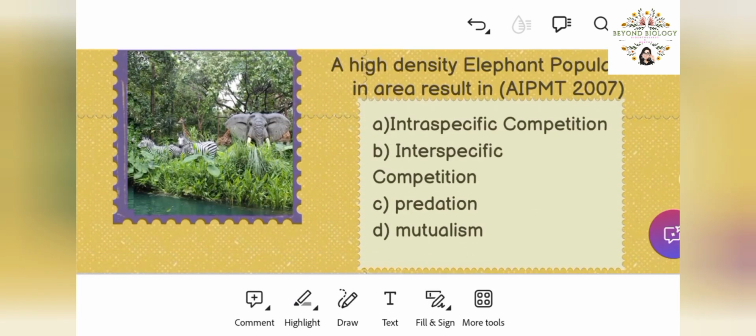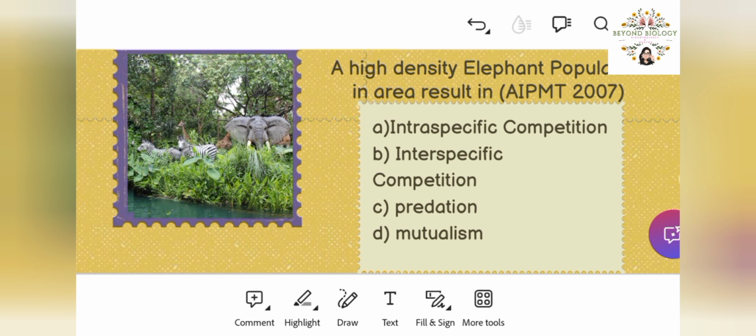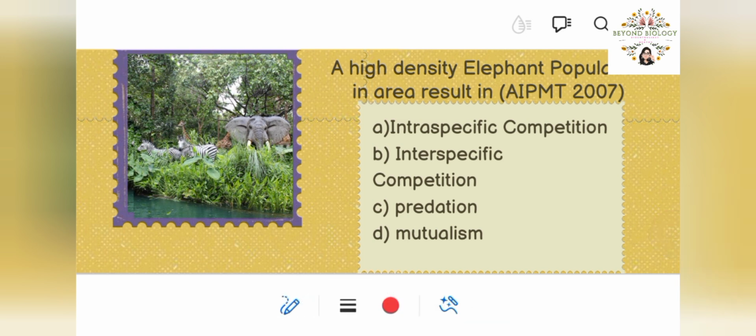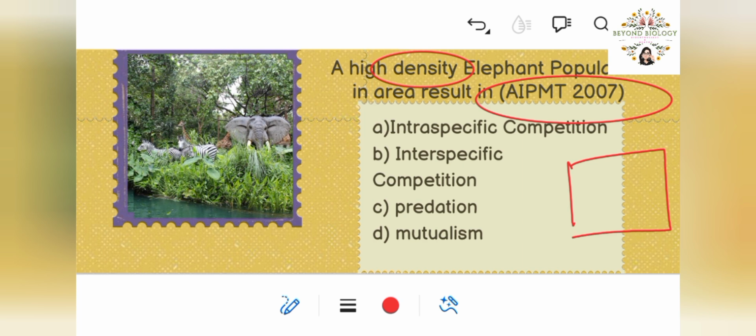Now the next question is, high density of elephant population in an area results in. This question came in the year 2007. So high density means what? For example, in this particular room, suppose there is a space for 5 individuals. If I push another 5 inside it, what will happen? It will be congested. There won't be enough space for living, right? They will feel congested. There will not be enough resource for all these people together.